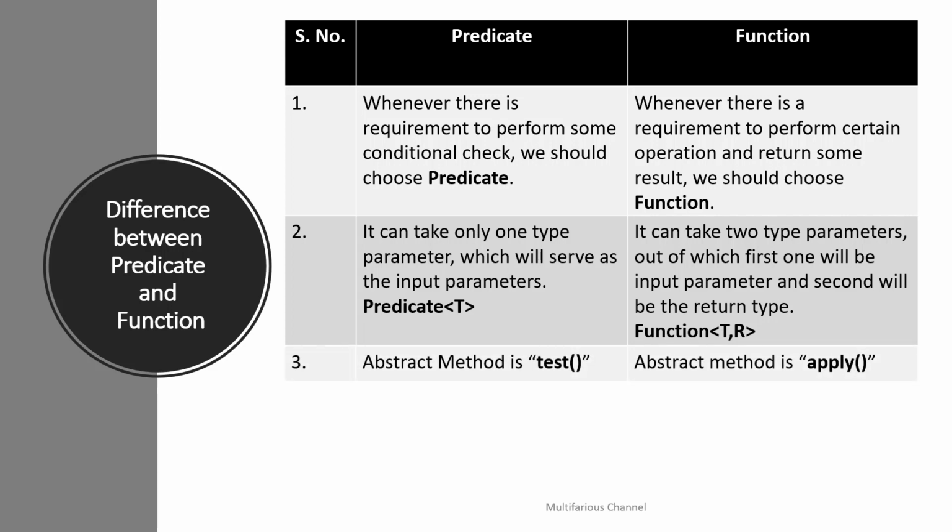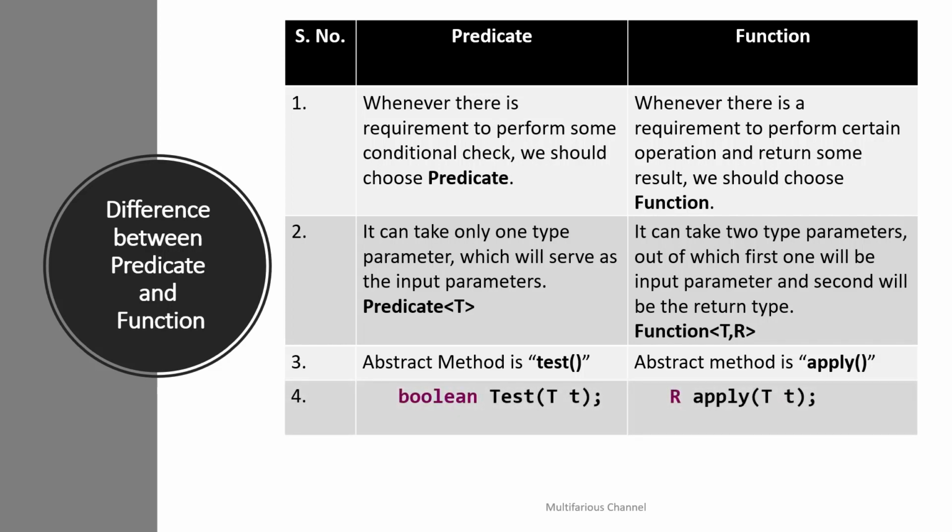The abstract method for Predicate functional interface is test, while the abstract method for Function functional interface is apply. So a Predicate is used for testing an input and telling you whether it is true or false, while a Function is used for applying some sort of processing to the input and returning some value. The method test can be written as boolean test(T t), which takes t as an input parameter, while apply has the syntax R apply(T t), where T is the input parameter and R is the return type.